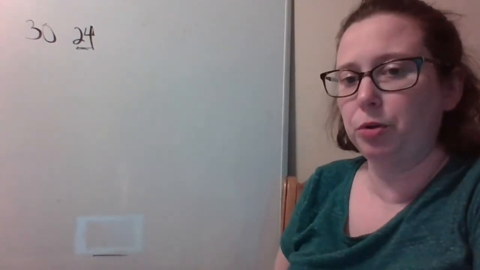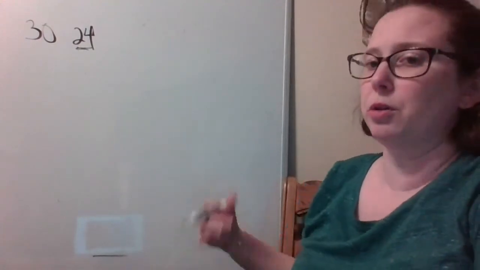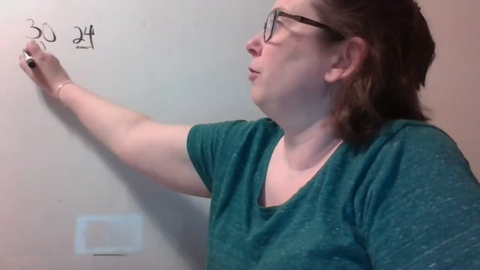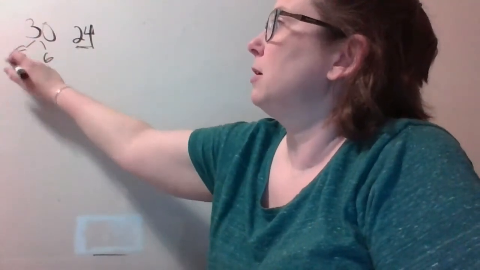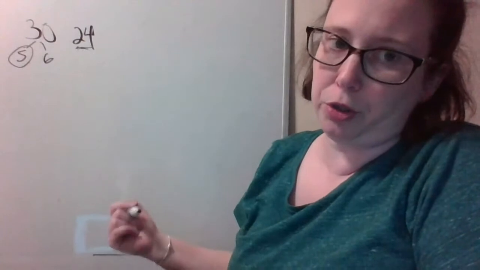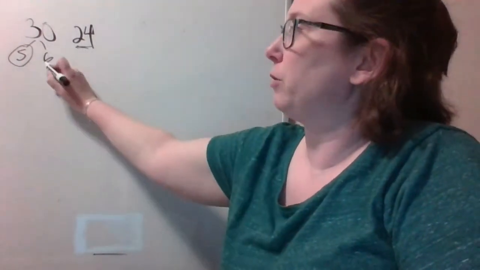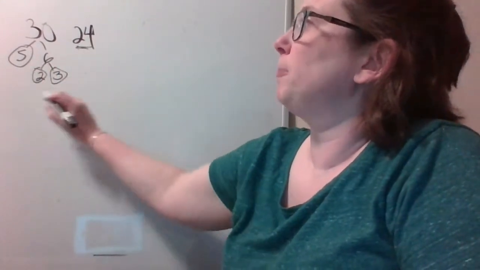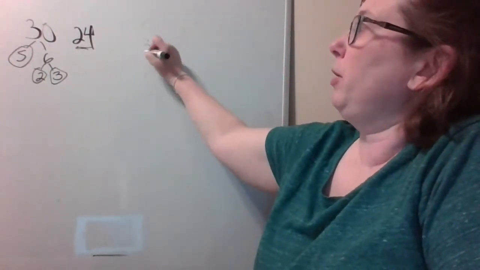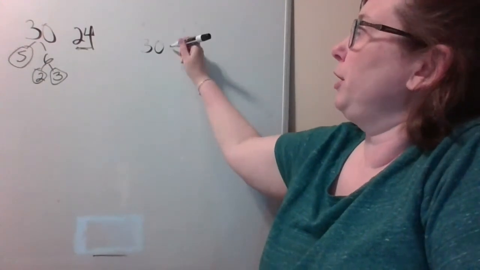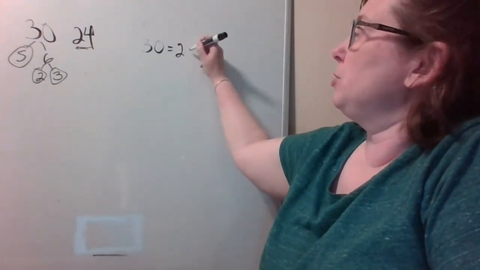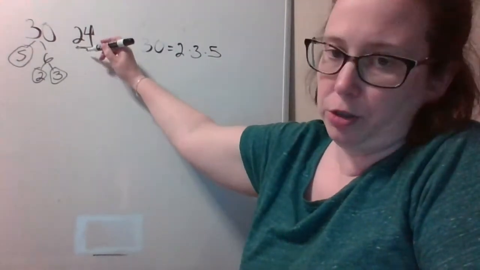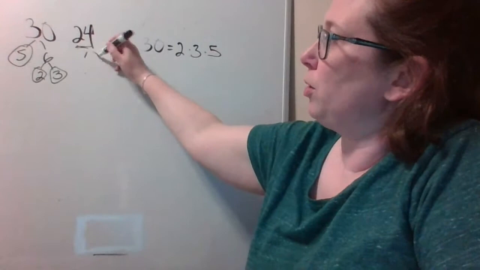I'm going to show you the factor tree method again so that you can see it in action. So with 30, we have 5 times 6. I really like you to circle those prime numbers when you find them. Here we have 2 times 3, which are both prime. So our prime factorization for 30 is 2 times 3 times 5. Now I'm going to do a factor tree for 24.